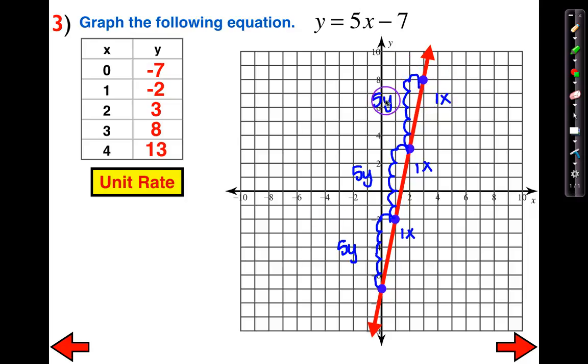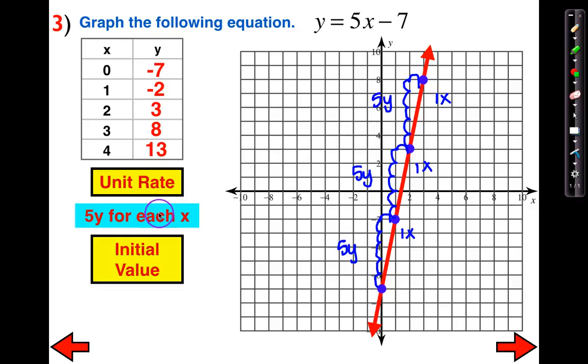So at this point, I can say for sure that my unit rate is 5y for each x. Now, as for my initial value, again, there's technically two ways in which we can look for the answer. We can try to find it in our table, and it does show it here that when x is 0, so basically when your input is 0, that y is -7.